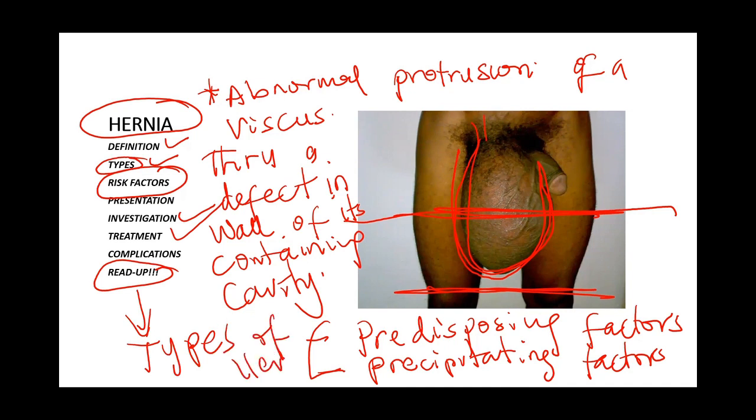Your assignment will be Bassini herniorrhaphy. And what is the difference between the original Bassini and the modified Bassini? There are various types of herniorrhaphy. You have the Bassini repair, the Shouldice repair, the nylon darn, the Lichtenstein repair, and so on and so forth. Okay? Now, you have to go and check all those things.